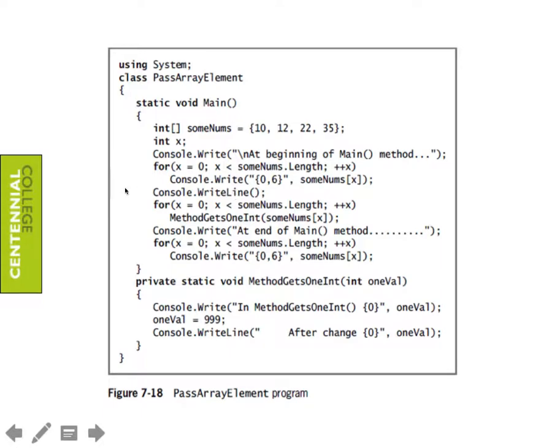And then I set oneValue equal to 999, Console.WriteLine after change, it's still 999, right? Because I'm passing this in by value. I'm not passing the elements in by reference. If I pass the whole array in, I'm passing that by reference, not by value. So if I actually create an index like this, it isn't passing by reference. This is passing by value because I've actually indexed it.